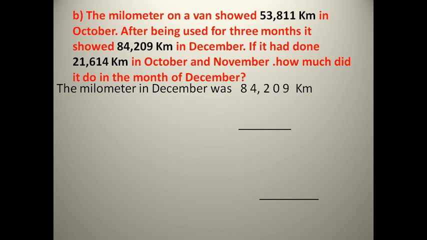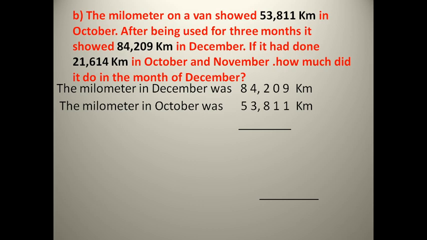Now first we read the problem. Second, we want to find the important information. First one, the odometer in December was 84,209 kilometers. This is in December. In October it was 53,811 kilometers. So we have December and October. So what we will do here, we will subtract.